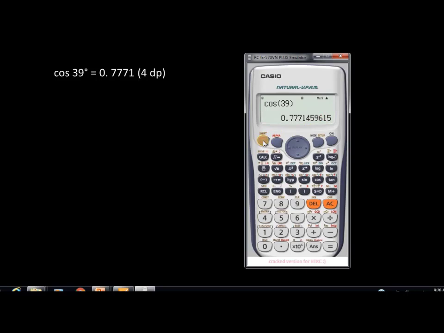So we go shift, set up. We need to fix, which is number 6. We now say, what do we want? 4 decimals, so number 4. There is the answer, 0.7771.